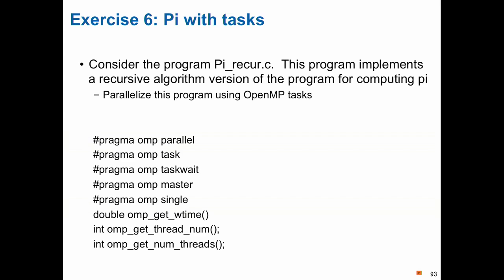So, saving you from having to write the starting point, I have in the exercises, I think I call it pi_recur. I believe that's what it's called. What I want you to do is take that program and, using tasks, create a parallel version of it. And I'm hoping it'll take you 10, maybe 15 minutes.